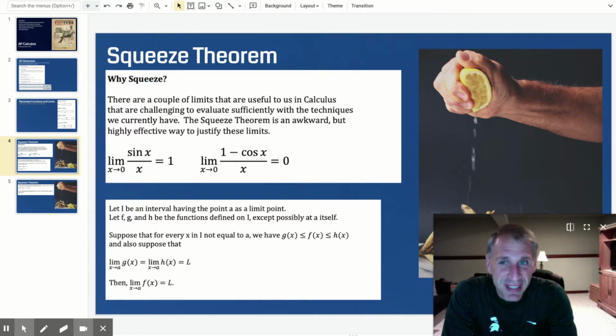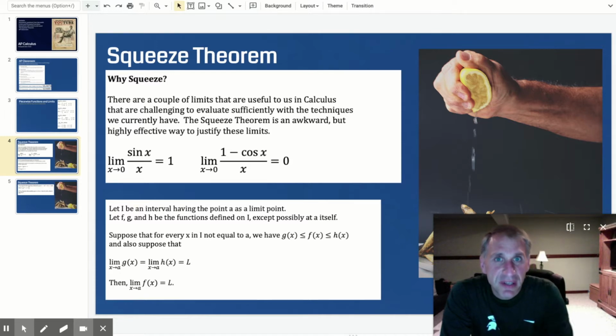So the Squeeze theorem is this kind of random, obscure theorem that appears in a lot of calculus books. It's in the list of required topics for AP Calculus, but there's not a lot of questions out there about the Squeeze theorem, and so sometimes you wonder why we're even studying this.